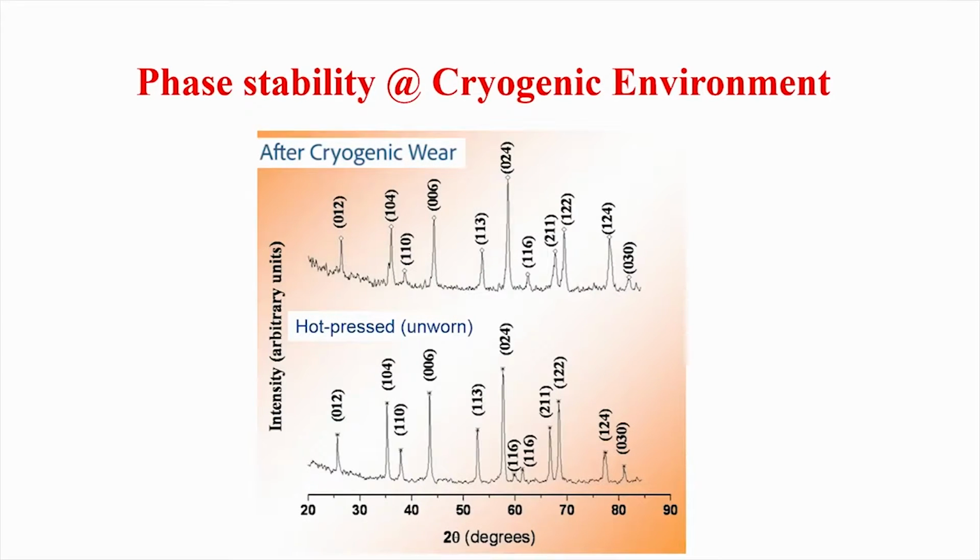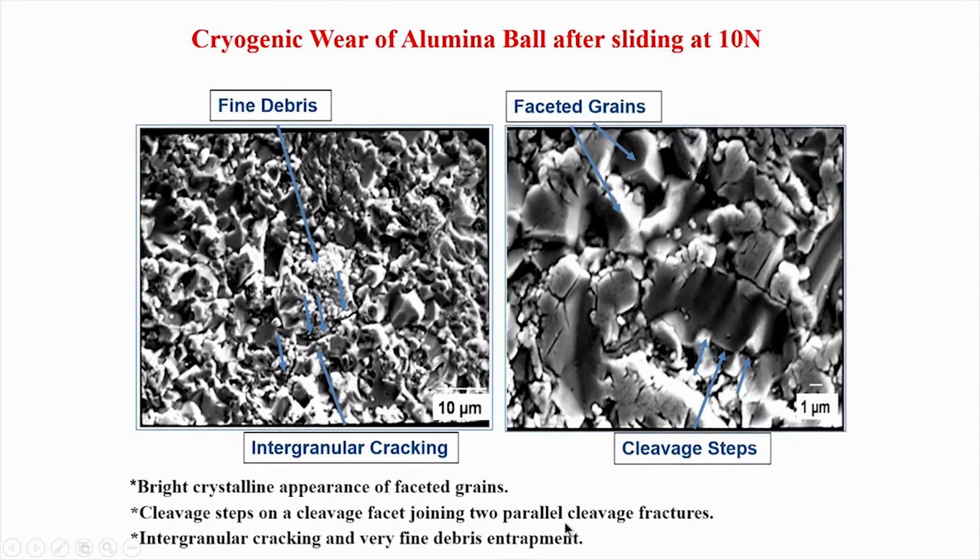Now, as far as the phase stability is concerned, the lower one is the unworn surface, and this is the cryogenic wear surface. What you notice is that there is not much difference in terms of the XRD patterns of the different phases. These are all alpha alumina, and all the characteristic peaks are present with similar intensity on both worn and unworn surfaces. Now, these are some of the fascinating microstructures.